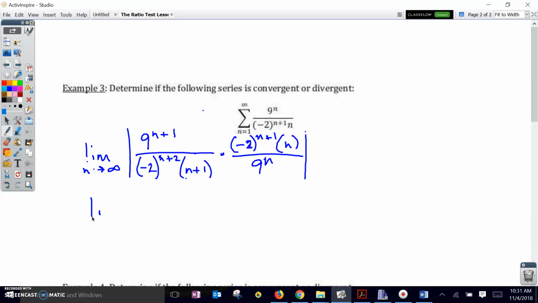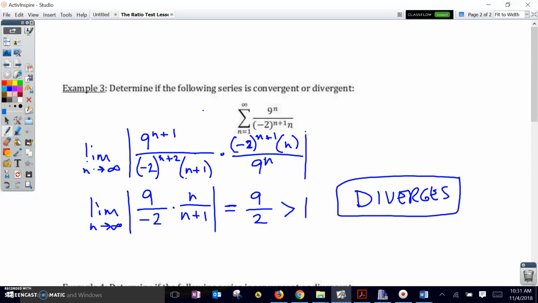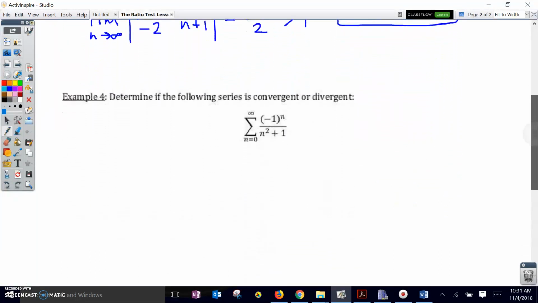All right, and now we'll simplify this. And we end up with a 9 in the numerator and a negative 2 in the denominator, and n over n plus 1. And if we take this limit as n goes to infinity, we end up with 9 halves. 9 halves is greater than 1. Therefore, this series diverges. So that's a quick, neat test we can use to determine if a series is convergent or divergent.